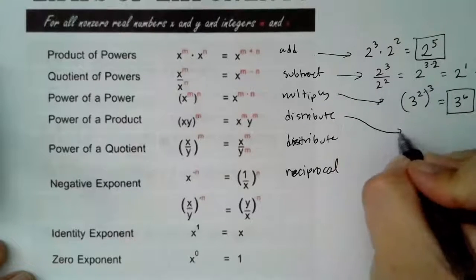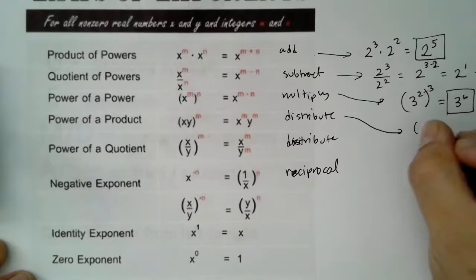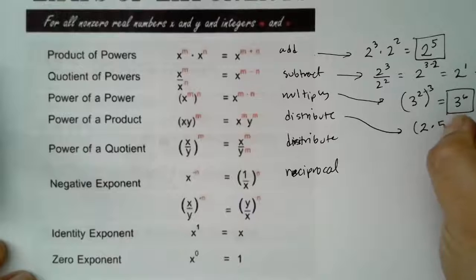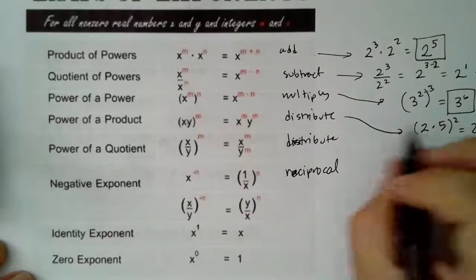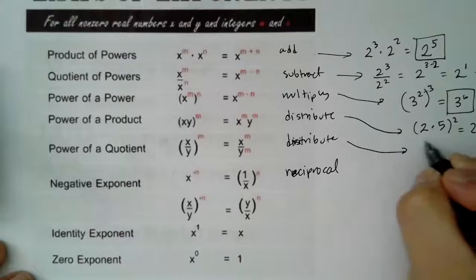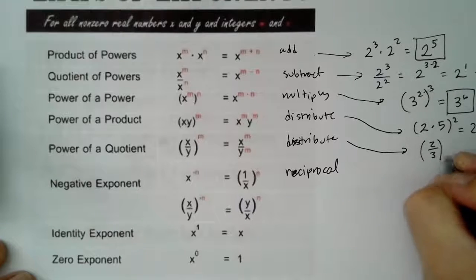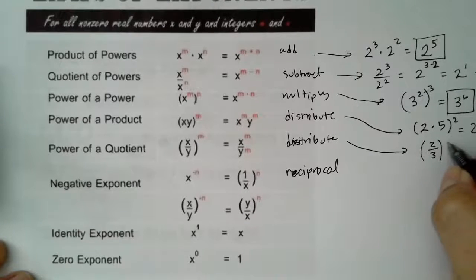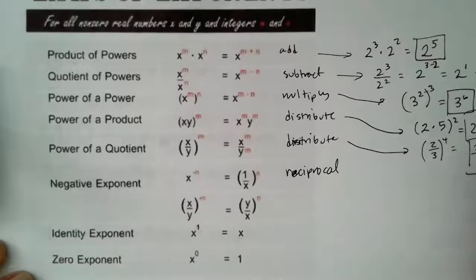And then this one, let's say you had 2 times 5 raised to the power 2, and you wanted to distribute it this way, you would write 2 squared times 5 squared. And then the same thing for fractions. 2/3 raised to the power 4 would be 2 to the 4th over 3 to the 4th for the division one.